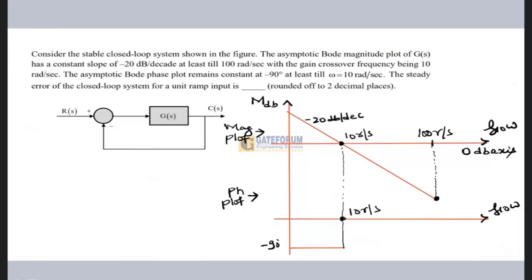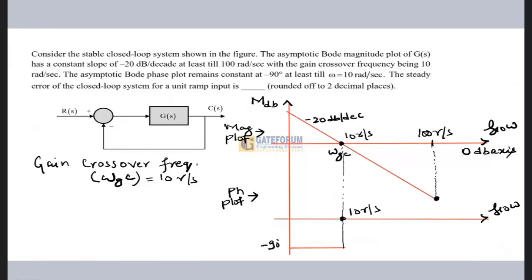What is gain crossover frequency? The gain crossover frequency is the frequency at which the magnitude plot cuts the 0 dB axis. I told you that it is the frequency at which the magnitude of the open loop transfer function becomes 1, or I can say that it is the frequency at which the magnitude plot will cut the 0 dB axis. So the magnitude plot cuts the 0 dB axis at this frequency. So this is your omega GC, gain crossover frequency, and this is given as 10 radian per second.